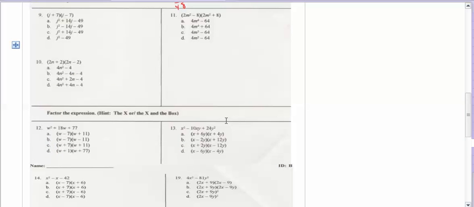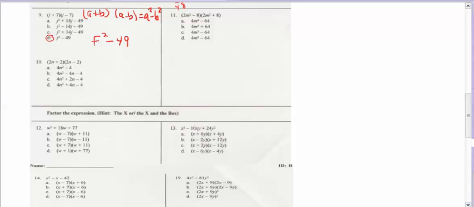Okay, so number 9. It looks to me like this could be a difference of squares. This looks like a plus b, a minus b is equal to a squared minus b squared. There's my a, there's my b. So if I remember the quick way of doing this, all I have to do is square the first term, which is f squared, square the last term, which is 49, 7 times 7 is 49, put my negative between it, and I'm all done. So it's letter D.